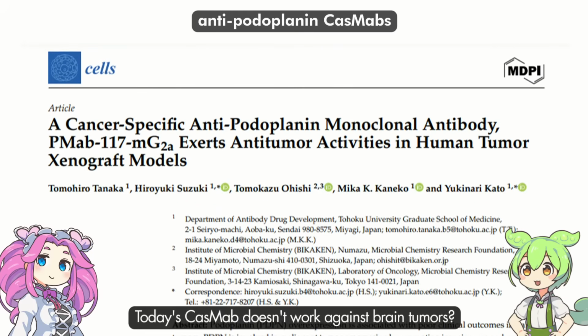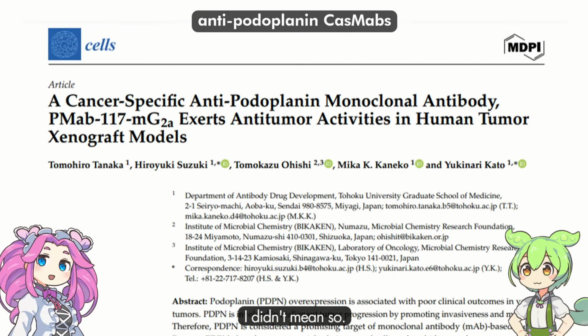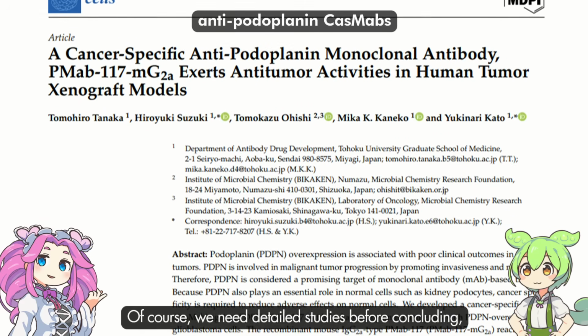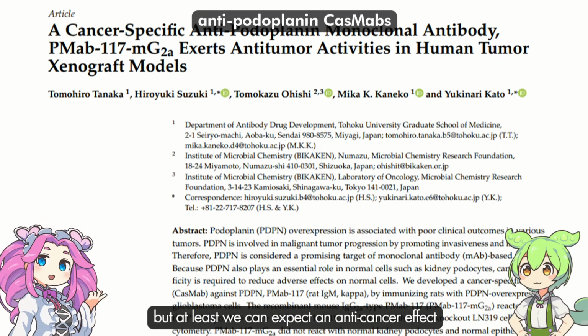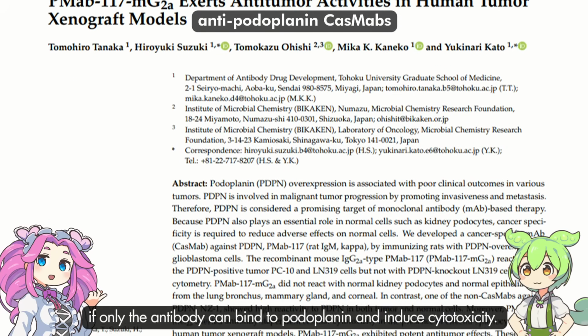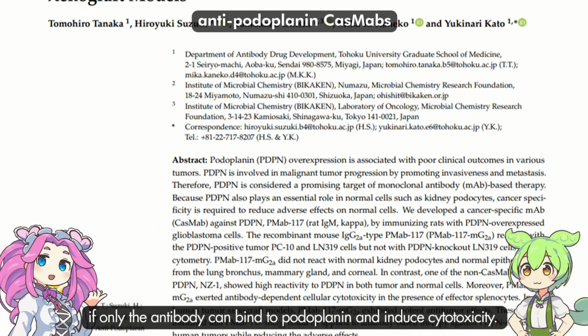Today's CasMab doesn't work against brain tumors. I didn't mean so. Of course, we need detailed studies before concluding, but at least we can expect an anti-cancer effect on podoplanin-expressing cancers if only the antibody can bind to podoplanin and induce cytotoxicity.